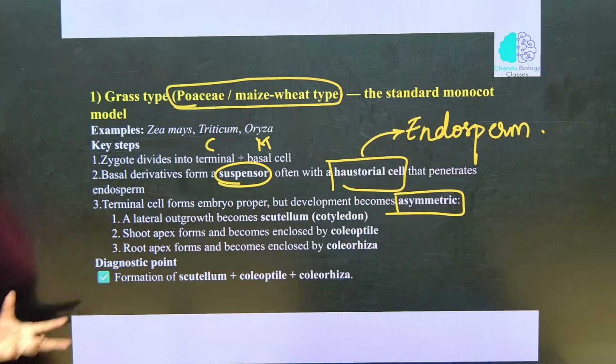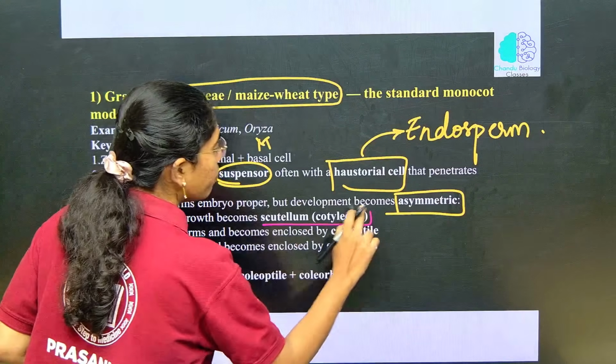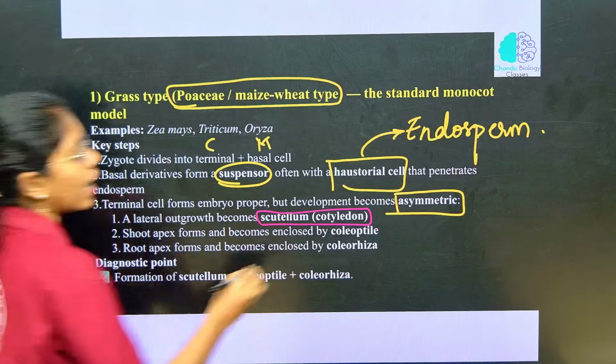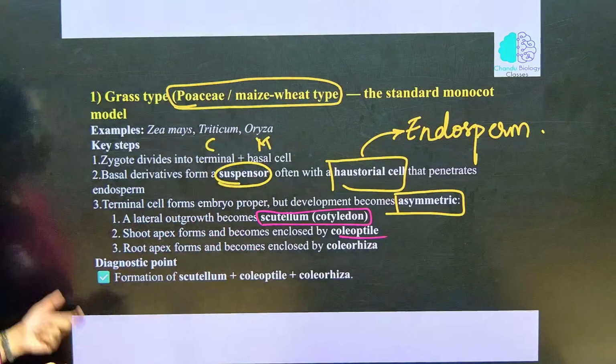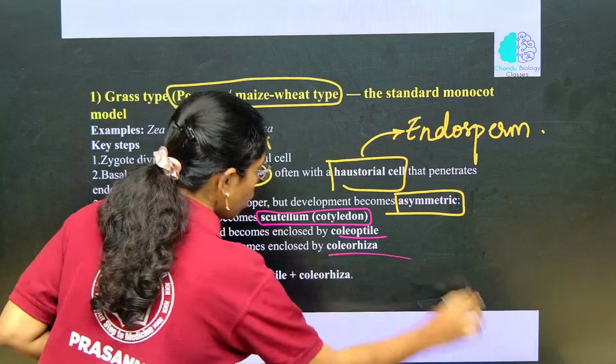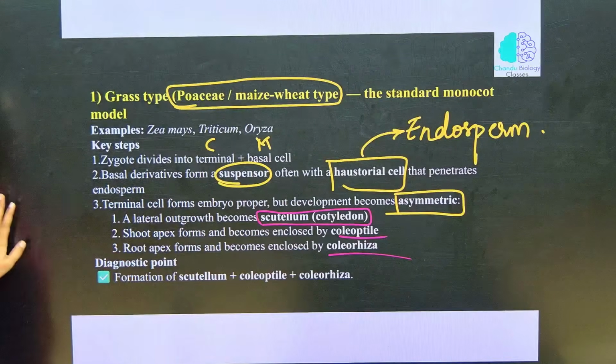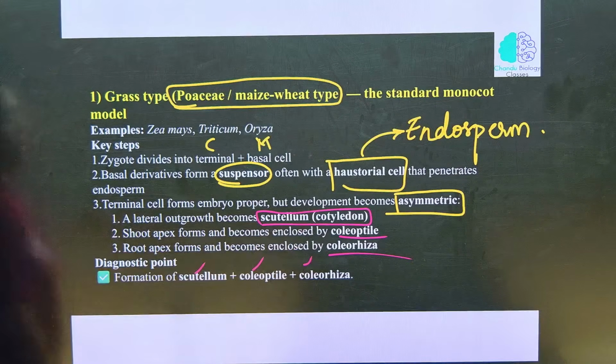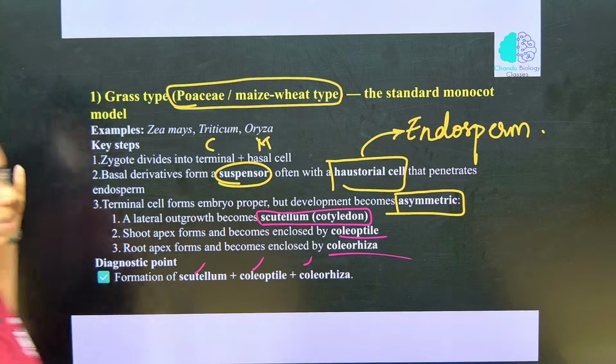A lateral outgrowth becomes what? Scutellum, the type of cotyledon. Shoot apex forms and becomes enclosed by the coleoptile. Root apex becomes enclosed by the coleorhiza. Okay, this is the diagnostic point: formation of scutellum, coleoptile and coleorhiza. Fine, right? This is observed in Poaceae members.